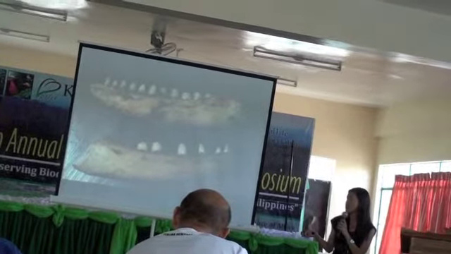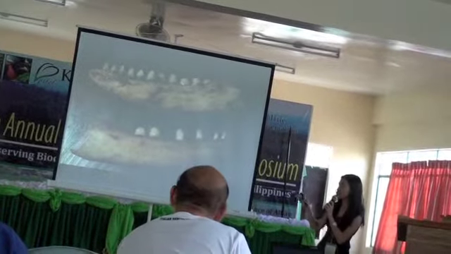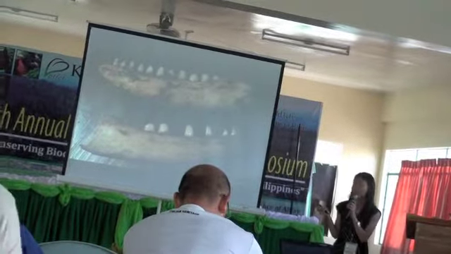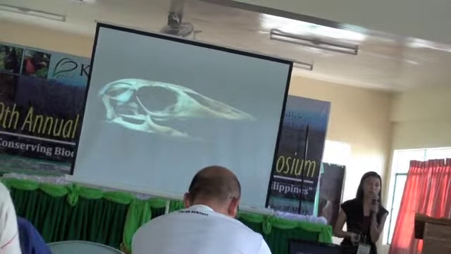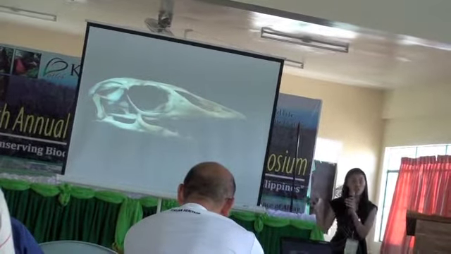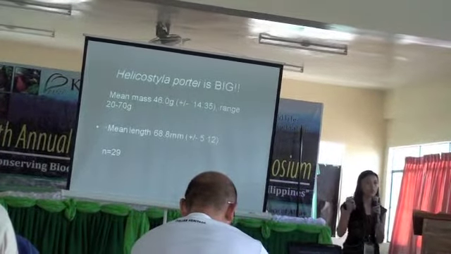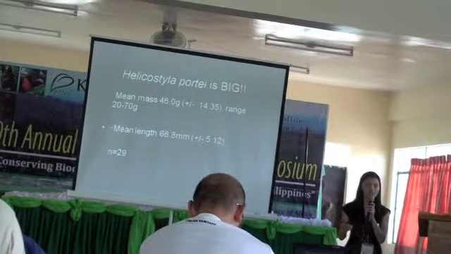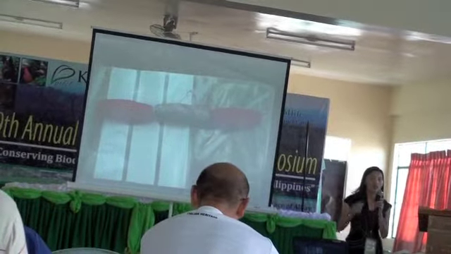So these are the teeth of the Varanus olivaceus. As you can see, the jaws are thick and strong. Its teeth are really fashioned to crush the snail's shell. As compared to those of the bayawak, its jaws are thin and the teeth are smaller, so it won't be able to crush the snail's shell. So Helicostylus porteae is one of the largest snails in Polillo Island, and it's actually one of the largest snails in the Philippines.